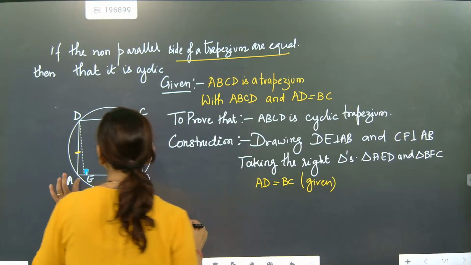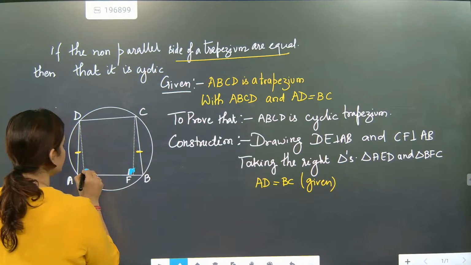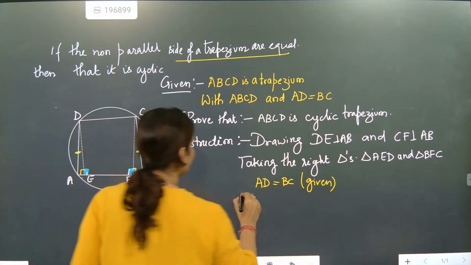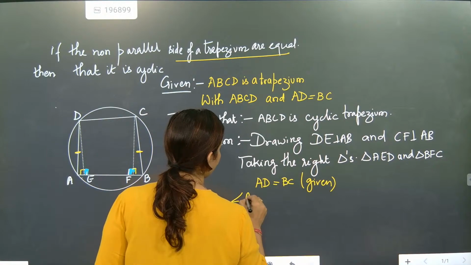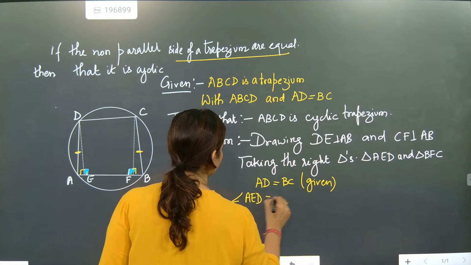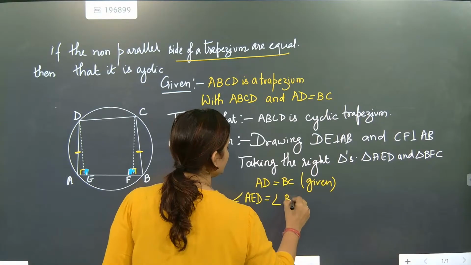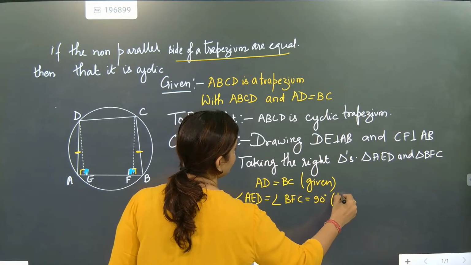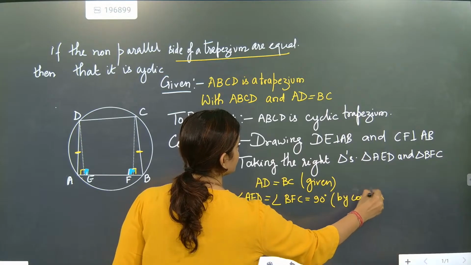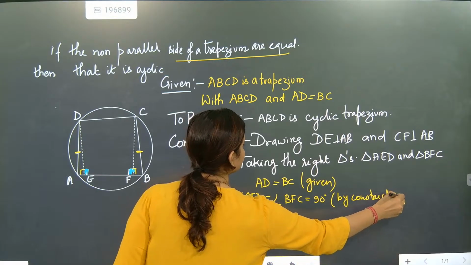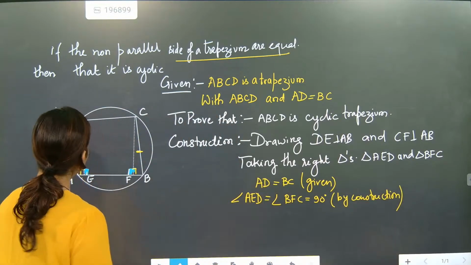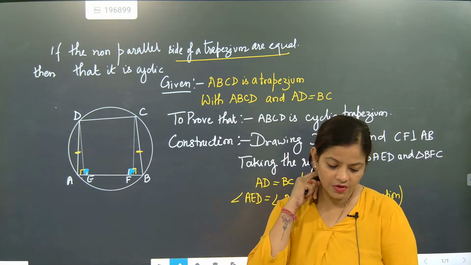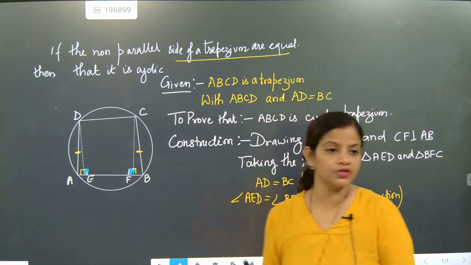Second section, by construction, what we have taken as 90 degree. This is also 90 degree. So we will say angle AED is equal to angle BFC is equal to 90 degree by construction. Now, beta, only one thing is left: we have drawn these two equal, DE is equal to CF.